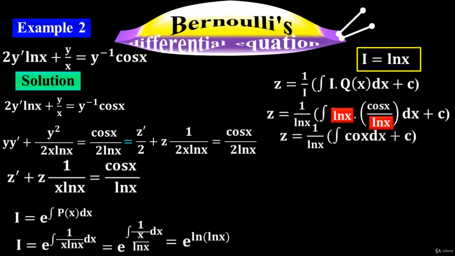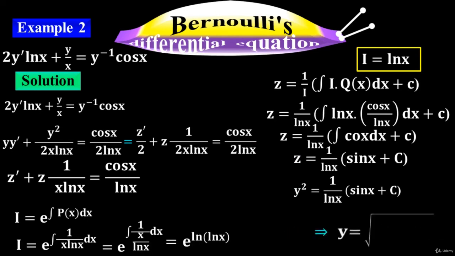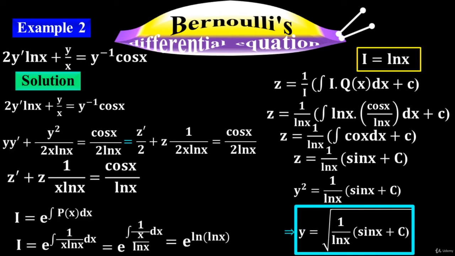This natural log x will cancel with the natural log x, and we're left with the integral of cos x dx only. After integration, I have now z equals 1 over natural log x times sin x plus c, because the integration of cos x is sin x. Now I want to substitute back the value of y for z, which was supposed in step 1. So just replace z by y squared. Take the square root on both sides. And this is the final answer for the general solution, which is y equals the square root of 1 over natural log x times sin x plus c.